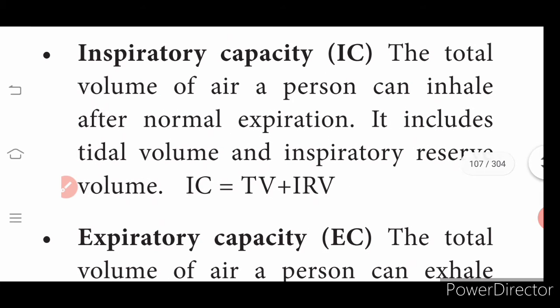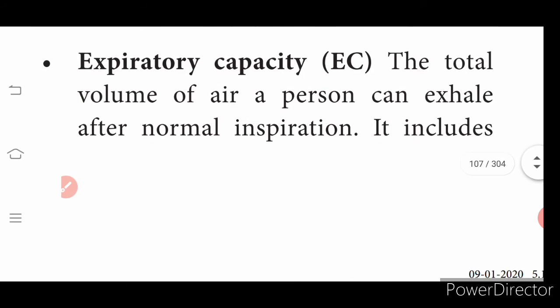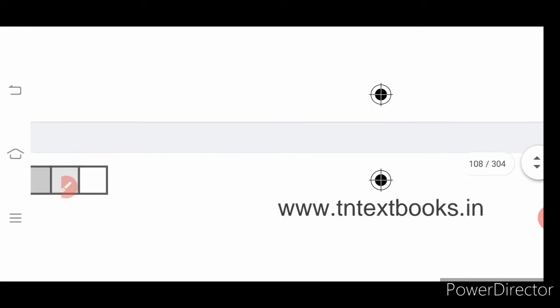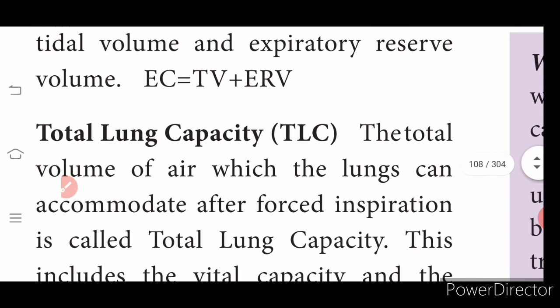Okay, inspiratory capacity, IC is equal to TV plus IRV, the total volume of air a person can inhale after normal expiration. It includes the tidal volume and inspiratory reserve volume. Expiratory capacity, the total volume of air a person can exhale after normal inspiration. Okay, so that is what it means, and it can be given by the formula TV plus ERV.